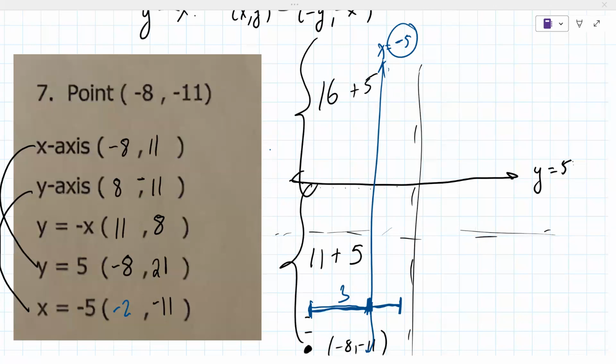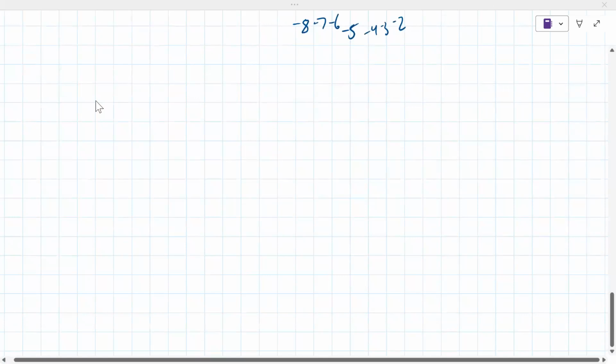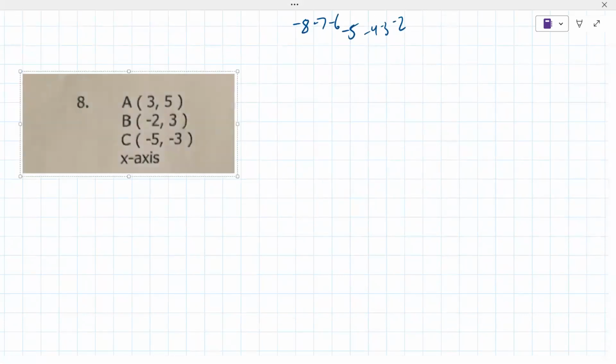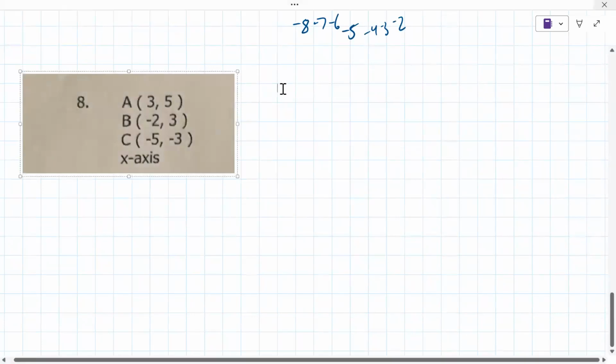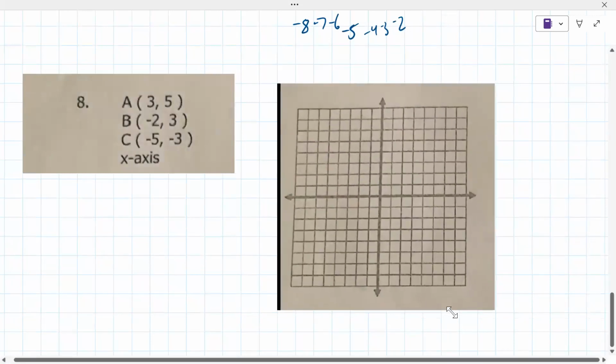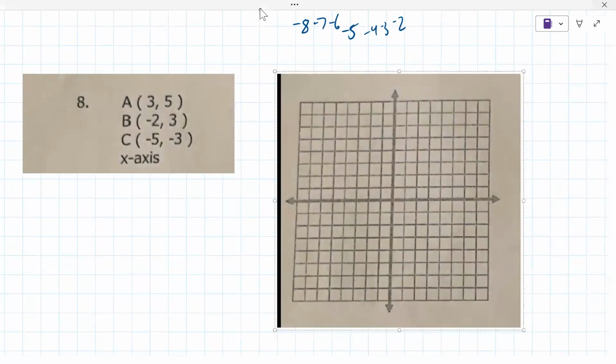I think the next page will be easier because you're doing the same transformation multiple times to help learn the rule. All right, so let's take a look at 8 here. All right, so on your graph, I'd like you to plot the 3 points A, B, and C for me. I'm going to do those in red. Go ahead and plot those. Let me know when you're done.